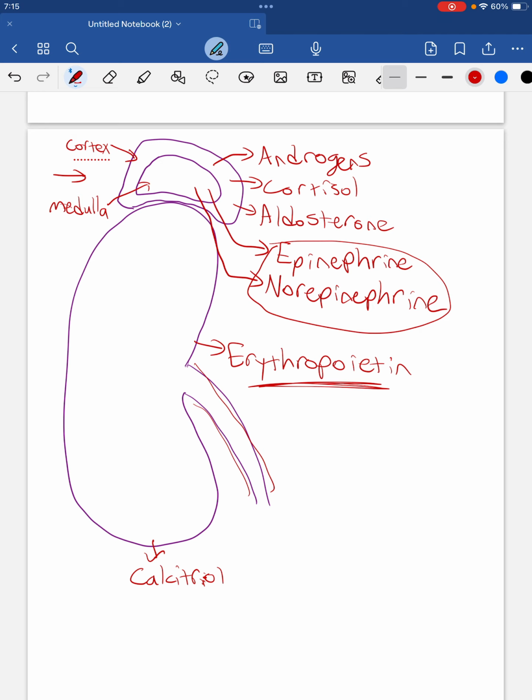Okay, they both work together. Epinephrine more so deals with those heart things, so increasing heart rate, increasing stroke volume, and norepinephrine deals more with the blood vessels, so decreasing peripheral circulation, for example. Okay, so that's the function of epinephrine and norepinephrine.